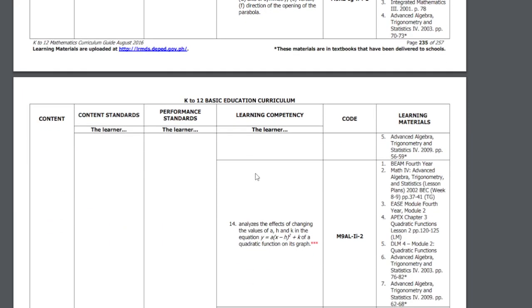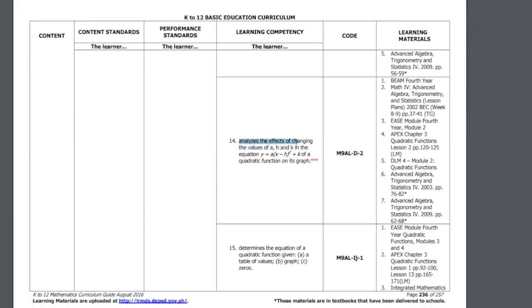And then we have a new one. We're going to analyze the effects of changing, so we're going to manipulate the equation. If we manipulate the k here, what happens? If we manipulate the h here, what happens? And so on and so forth in a graph, because if you do it algebraically, you won't see anything, just the change in values. But in a graph, something interesting. So I'm excited for this.